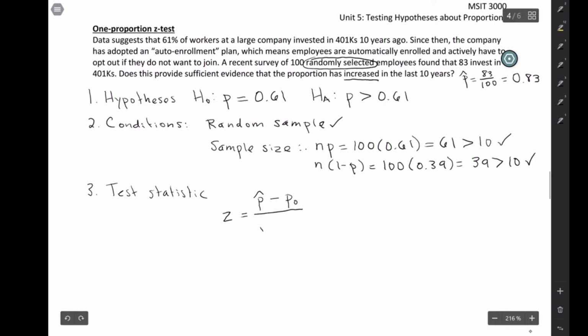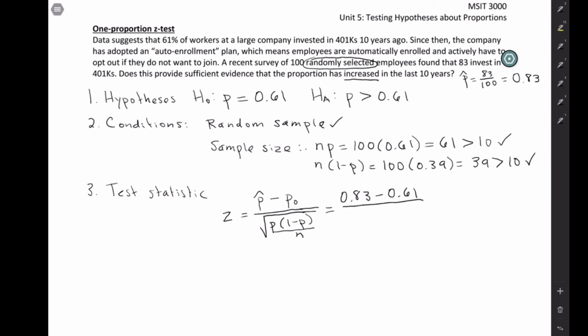So the standard error, the formula that we saw for this, is the square root of p times 1 minus p, and all of that over n. So all that's under the square root. Okay, so now we just have to plug in. So we said our sample proportion p hat, that's 0.83, minus the value from the null hypothesis, that's 0.61. And then we're also going to plug in 0.61 into our formula for standard error.